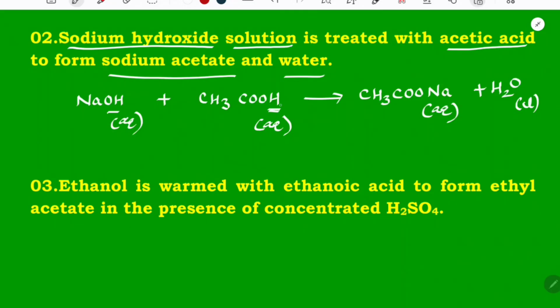So what type of reaction is this? Just observe, mutual exchange of ions takes place, plus minus, minus plus. Mutual exchange of ions takes place means this is a double displacement reaction. Okay, clear? Sure. So next question.